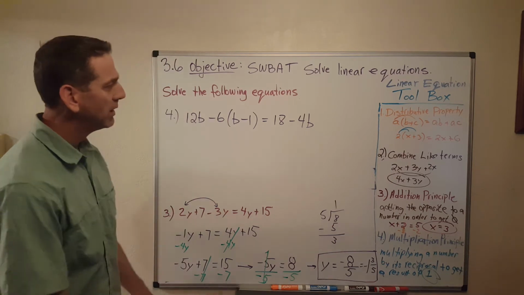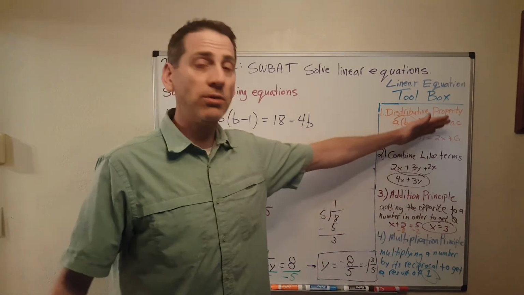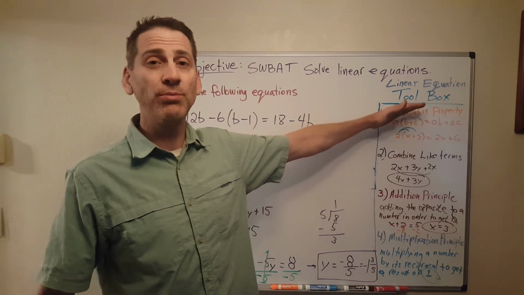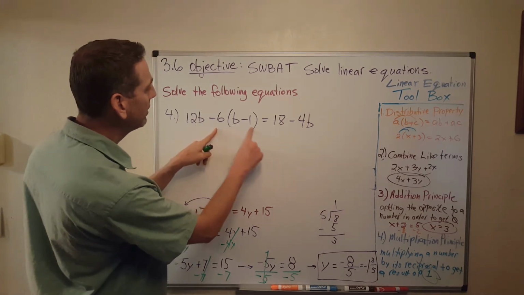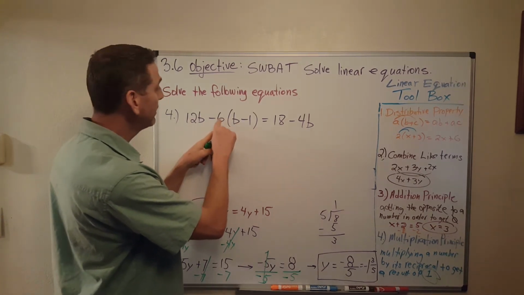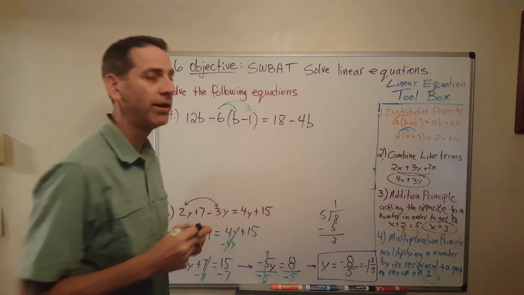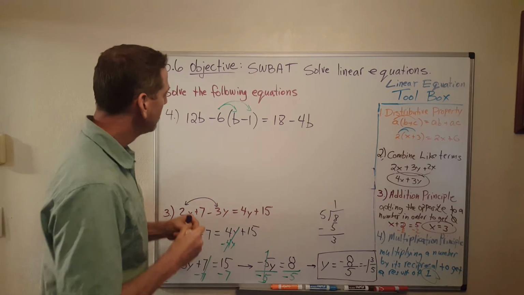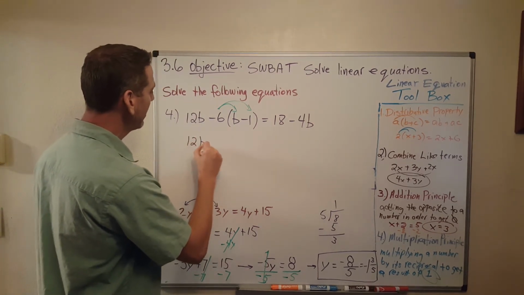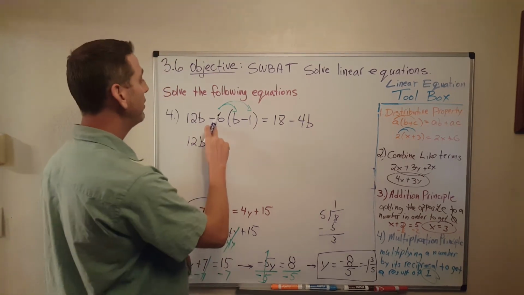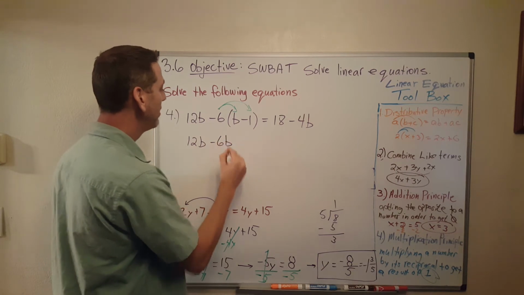All right. So again, I just start at the top. I go here and I say, hey, do I have any distribution? And I look here and say, oh, yeah, look at that right there. I'm going to have to distribute that -6 to both of these terms in there, right? So I start right there. All right? So I'm going to just bring down my 12b because I'm not going to do anything with it right now. So -6 times b is -6b.